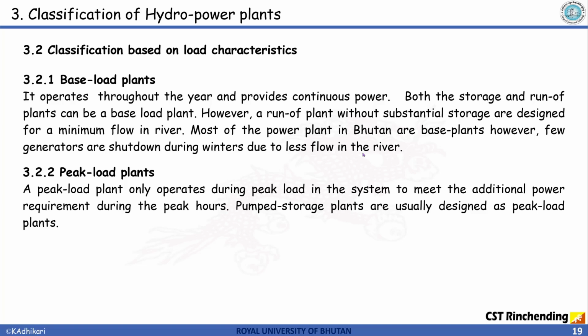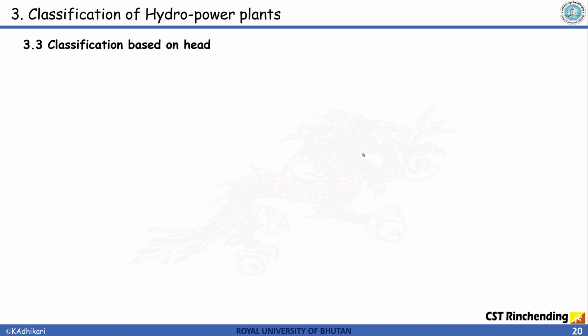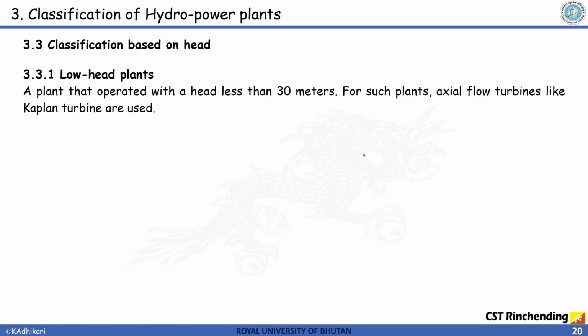So here, peak load plants means a plant that operates when there is maximum demand. It's not running throughout the year like our hydropower plants in Bhutan. It's just running when the demand is high. Okay, so with this, let's go further, and this is based on the head.